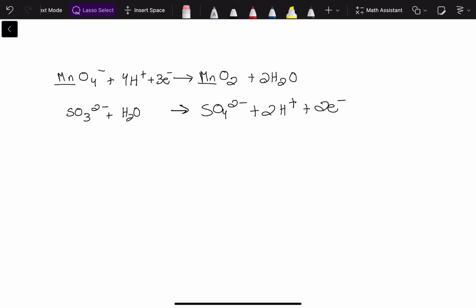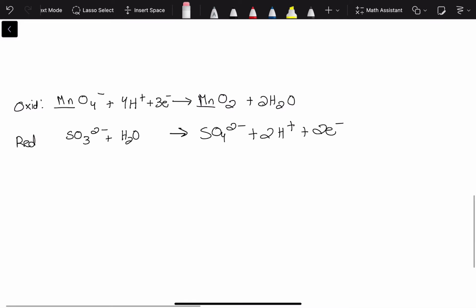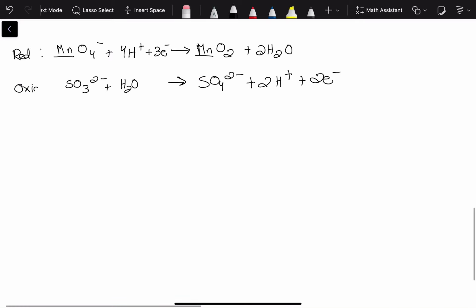Okay. So what we can see here with these balanced oxidation, sorry, this is actually the reduction. Yeah, that's the reduction. This is the oxidation. So now we have our balanced half reactions. And so what we've got to do now is look at the number of electrons we have on both sides. We can see that one side has 3 electrons and the other side has 2 electrons. And we need to have the same number of electrons on both sides so we can cancel them out. So what can we do here? Well, for this reaction, we can multiply this whole equation by a coefficient of 2.